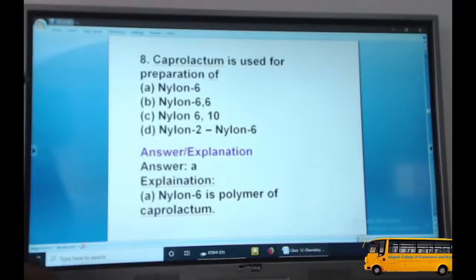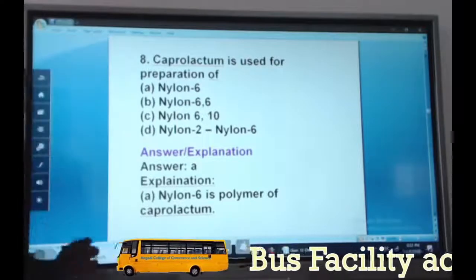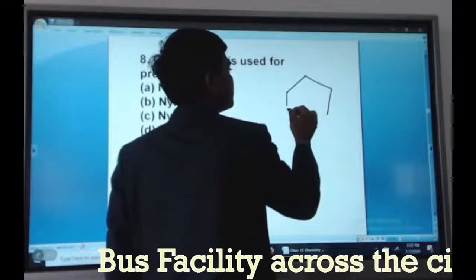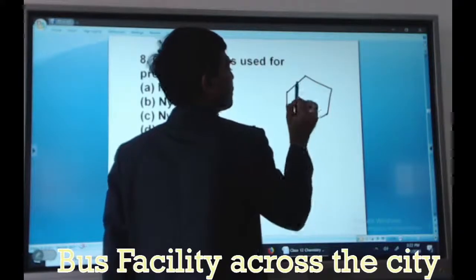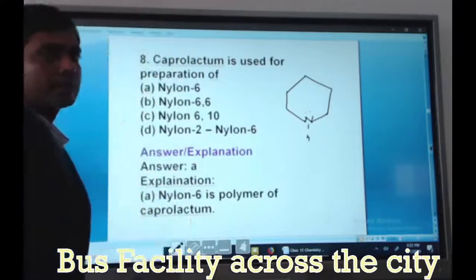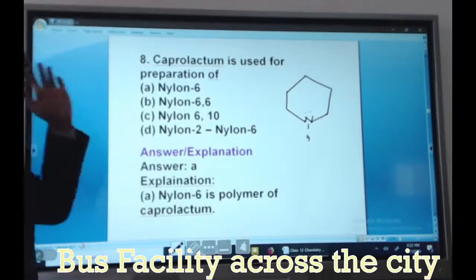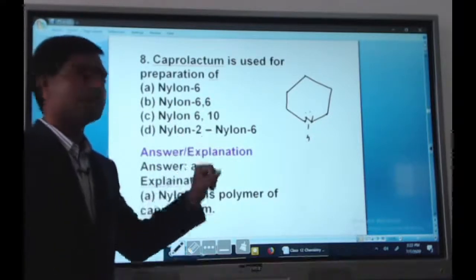Caprolactam is used in the preparation of... All of you know about caprolactam. If you take the cyclohexane compound and write an NH group here, it is called a lactam compound. It is used in the preparation of nylon 6, nylon 66, nylon 6,10, nylon 2, nylon 6.